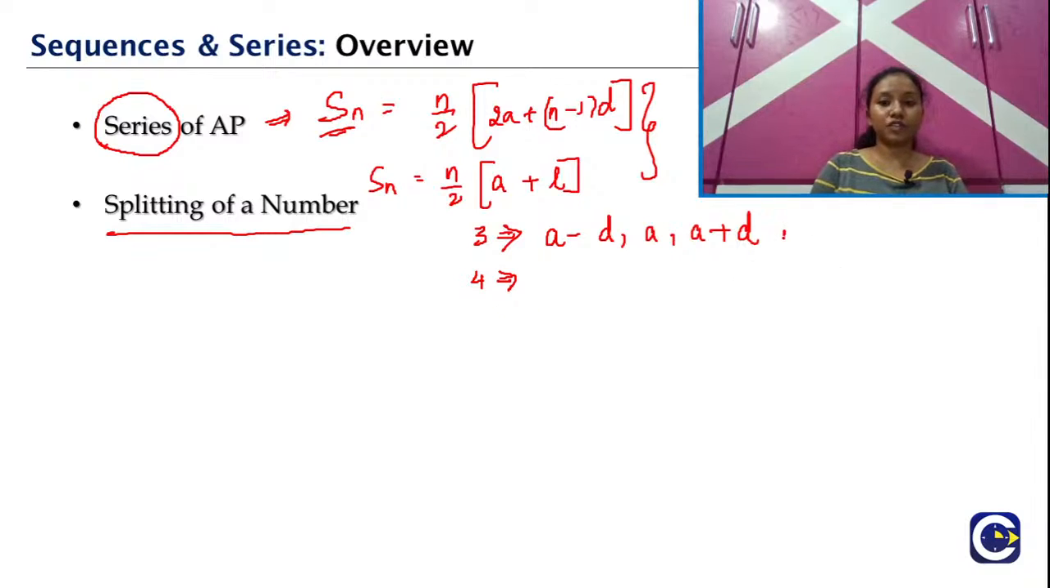So I have given you for 3 parts. Can you guys tell me the answer for 4 parts? How will we take the terms when you have to split a number into 4 different parts such that those 4 parts should be in an arithmetic progression? Quickly, guys. We have done a question related to these 4 parts in our previous session. I hope you guys remember that.